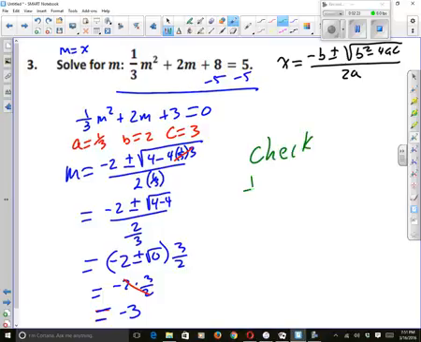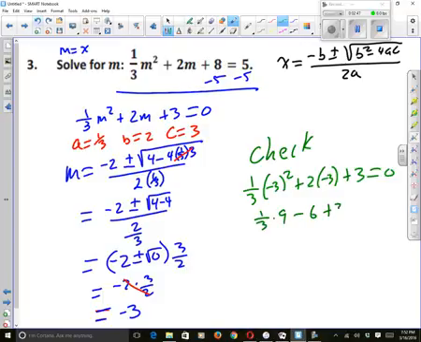We should always check our answer. Check. Is 1/3 of -3 squared plus 2 times -3 plus 3, and I'm going by this equation right there, does it equal 0? So we've got 1/3 of 9 minus 6 plus 3. 3's cancel, leave a 3. So we got 3 minus 6 plus 3 does equal 0. 0 does equal 0, so we're all happy, and this is good.